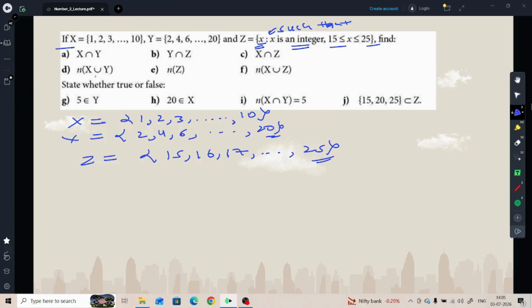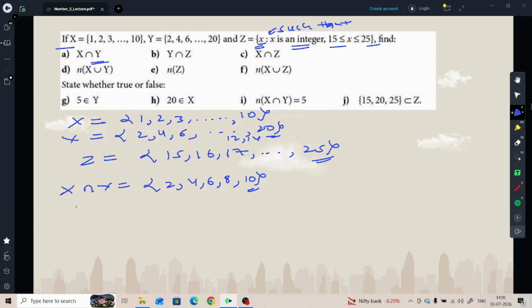Now it is asking you the first question, x intersection y. That's very easy. You have to take the common elements between x and y. So in that case, the answer would be 2, 4, 6, 8 and 10. In this set, it will be 12, 14, but these won't lie in the x part. So that's the part you need to understand.